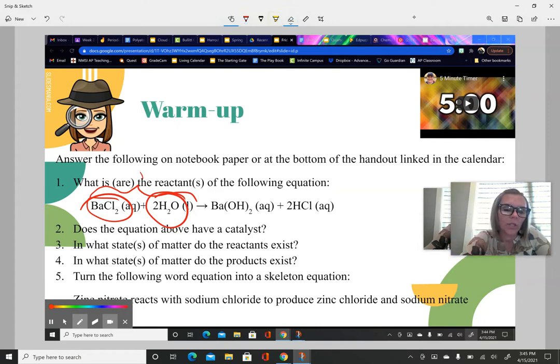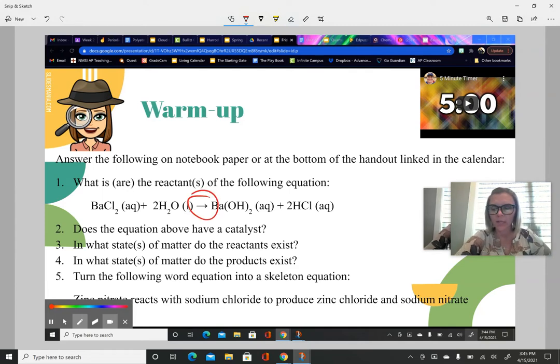The next question, does the equation above have a catalyst? You should have said no for this one. And the reason that you should have said no is because there's nothing that appears over the arrow. If there were a catalyst in this reaction, then it would appear right here over top of the arrow. And since there's nothing there, then your answer should have been no.